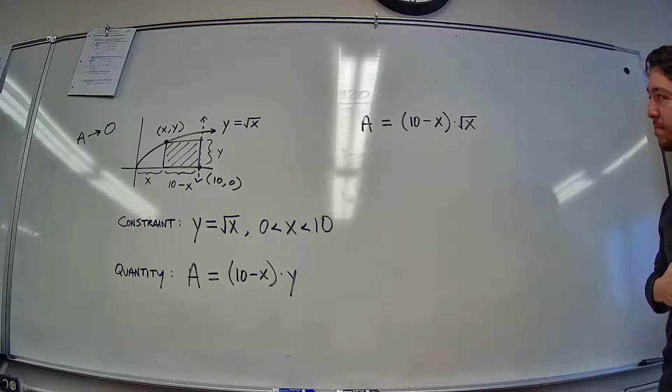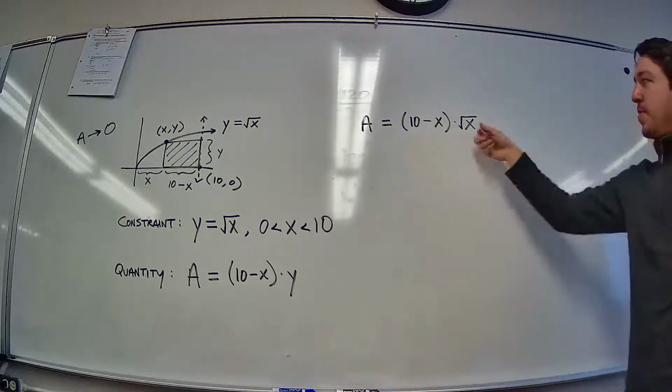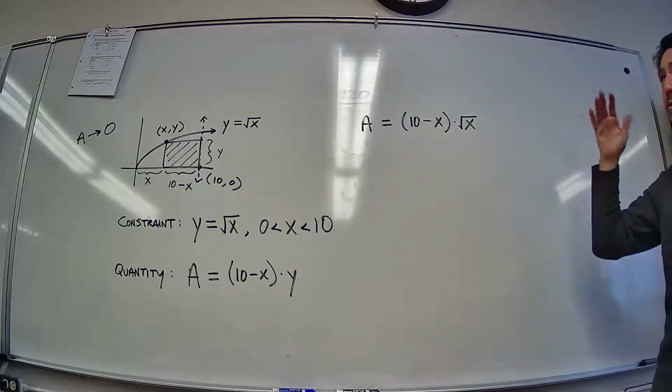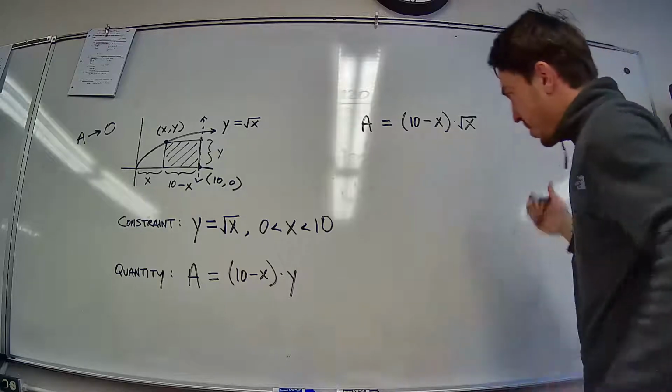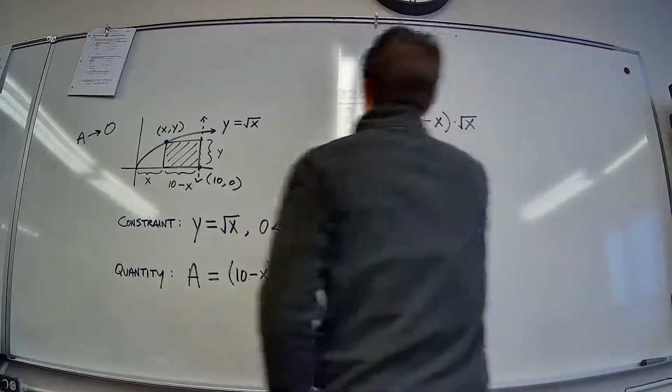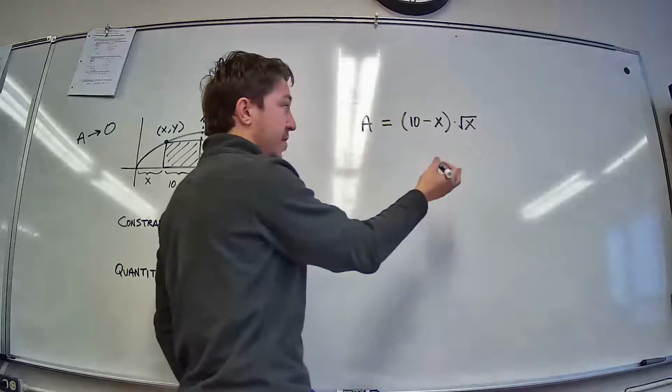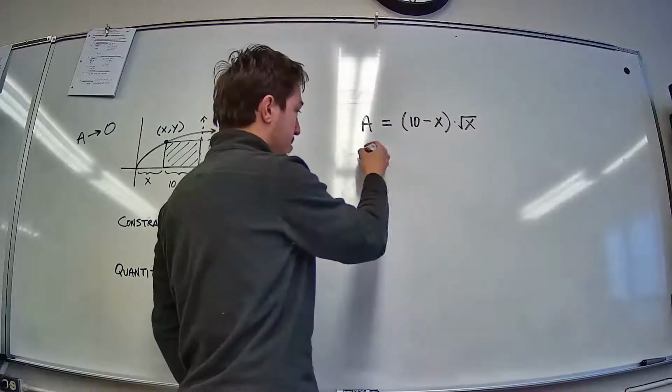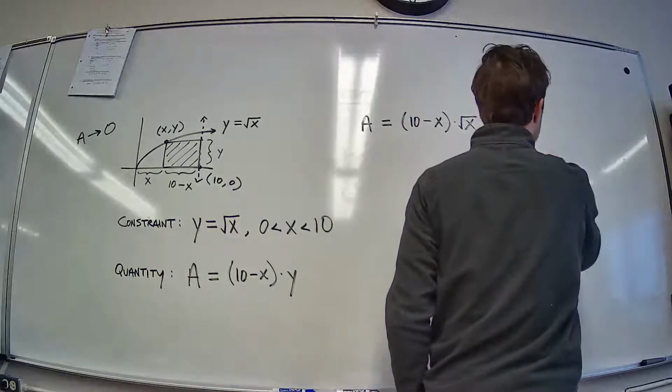If X was 6, you'd have 4 times root 6, which is a bit harder. I'm not sure it's bigger than 12. You don't think it is, but anyway, let me graph this real quick.